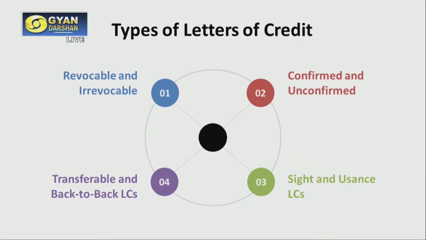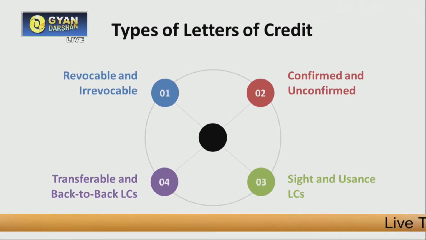Let us see what is sight and usance letter of credit. Sight letter of credit is a letter of credit where the payment is made as and when the documents are presented to the issuing bank. Whereas in the case of usance letter of credit, it can be paid at a later date also. So the difference is, in the case of sight LC, the payment has to be made as and when the LC is presented to the issuing bank.